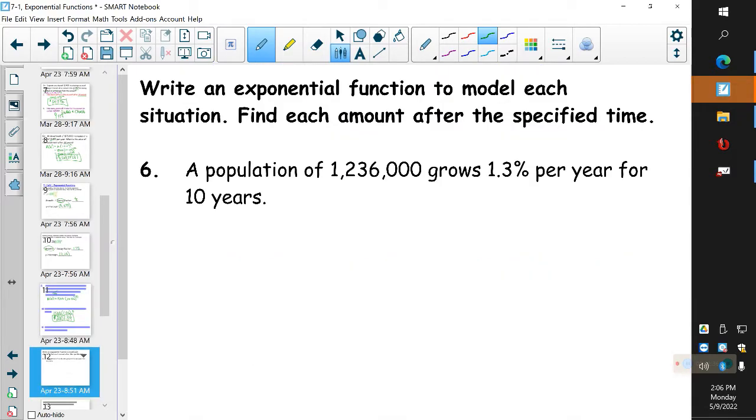Okay, number 6. A population of 1,236,000 grows 1.3% per year for 10 years. So, how many people are going to be living in this area if my population grows 1.3% yearly? Is this a growth or a decay? It's growth. So the 1.3% is going to turn into what decimal? 0.013.